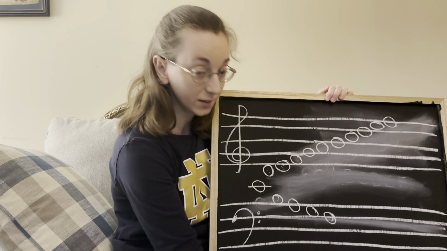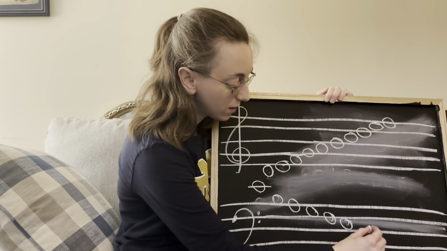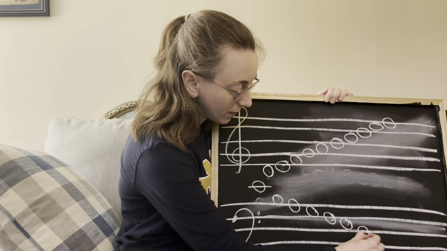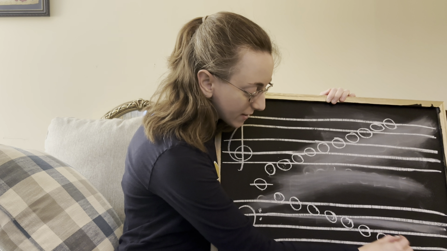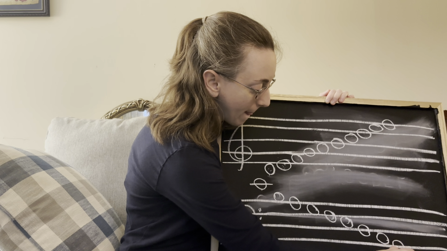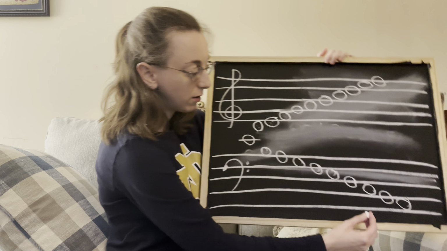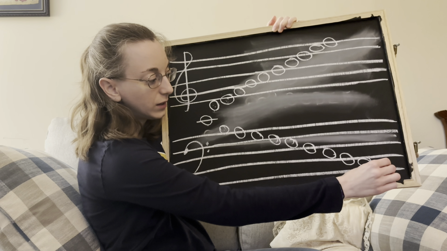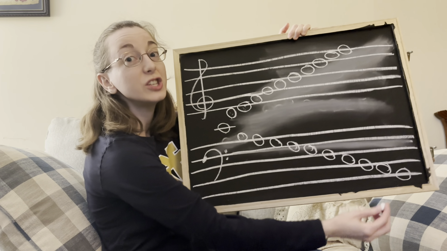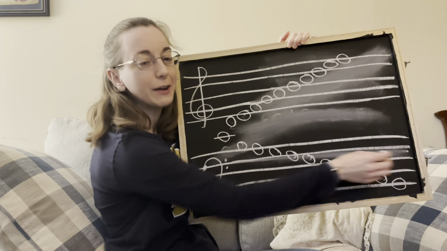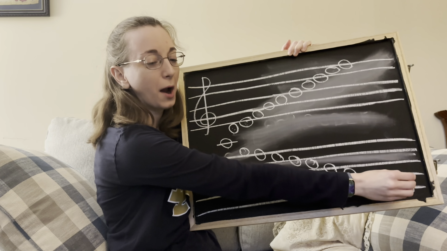This line is F. This space is E. This line is D. This space is C. This line is B. The space is A. And this last line down here, oh, I can barely reach, is G. I have short arms. It's just big enough to stretch my arm.